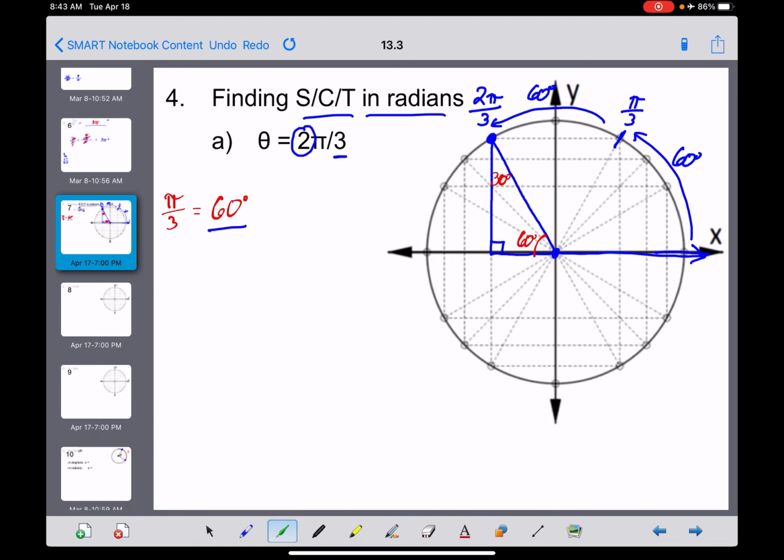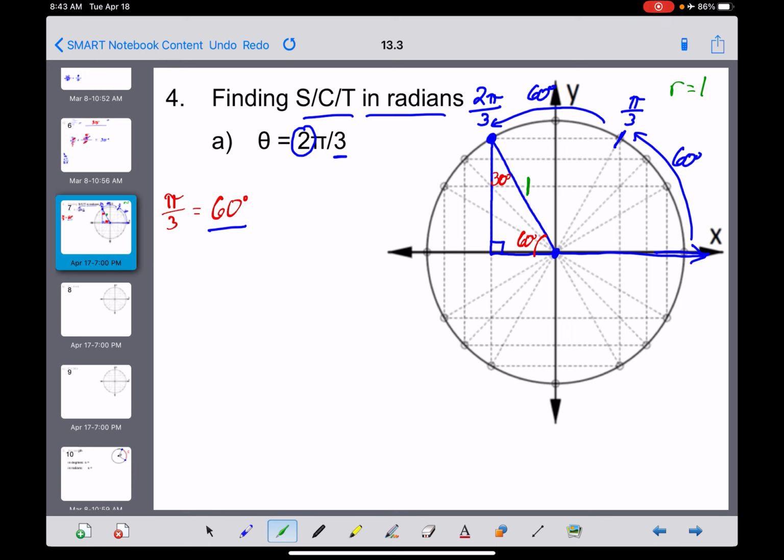Now, I want to remind everybody, we are dealing with a unit circle. And on the unit circle, your radius is always 1. So this piece right here has a length of 1. And I'll remind you guys, the radius in a unit circle is always positive, never negative. So it's always positive 1.